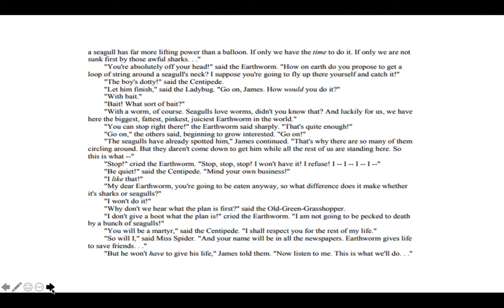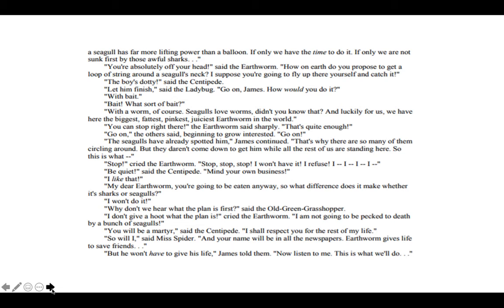Go on. The seagulls have already spotted him, James continued. That's why there are so many of them circling around, but they daren't come down to get him, while all the rest of us are standing here. So this is what. Stop, cried the earthworm. Stop, stop, stop, stop. I won't have it. I refuse. Be quiet, said the centipede. Mind your own business. I like that. My dear earthworm, you're going to be eaten anyway, so what difference does it make whether it's sharks or seagulls?